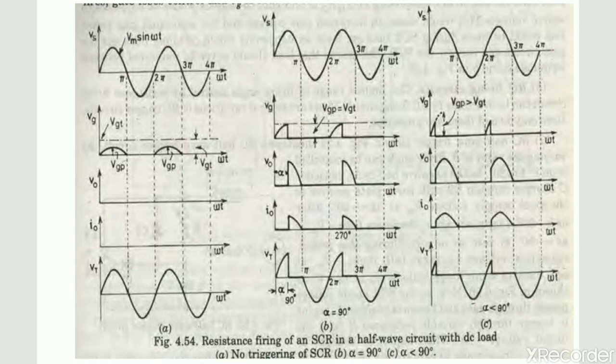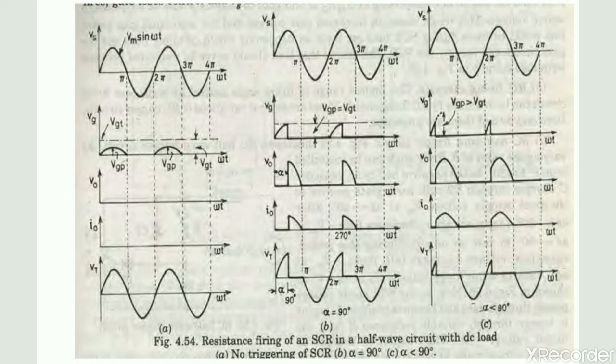As soon as the SCR is turned on after applying the gate supply, the voltage across the thyristor is almost zero. We can see in the last diagram, waveform number 5, the voltage across the thyristor is almost zero. After applying the gate supply and triggering the SCR, we get the output voltage VO, we get the output current, but the voltage across the SCR is almost zero.